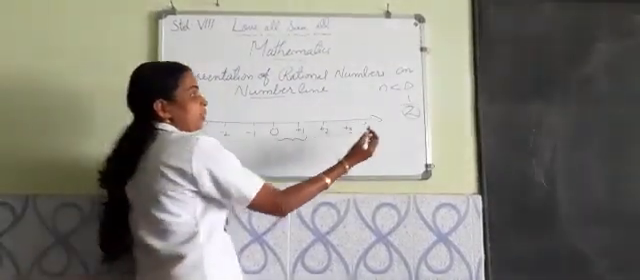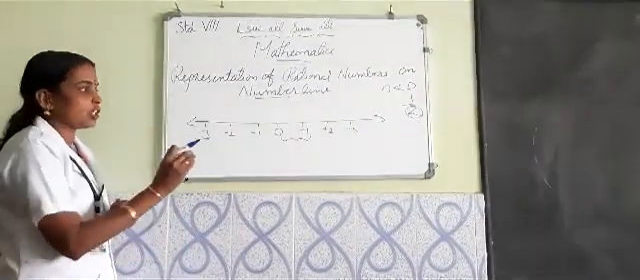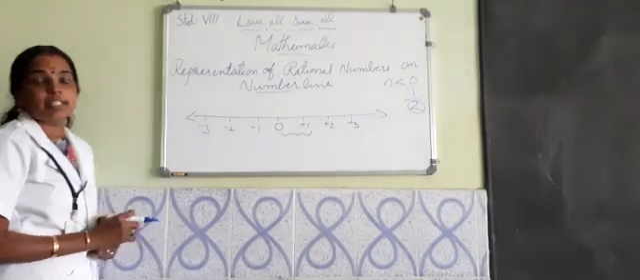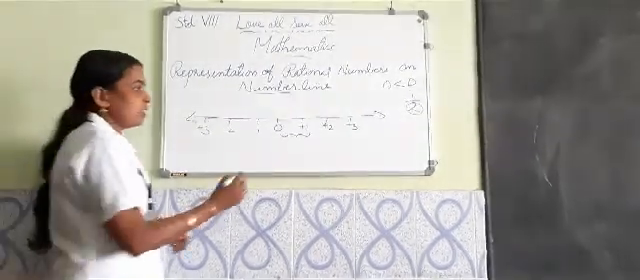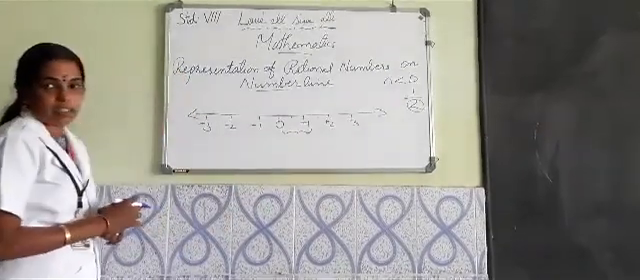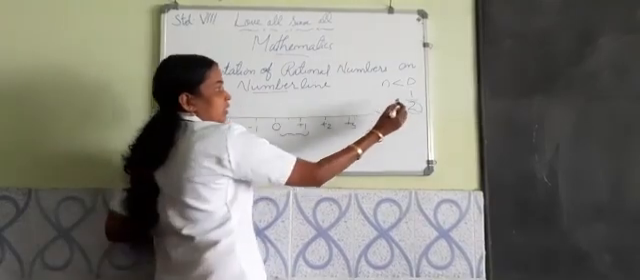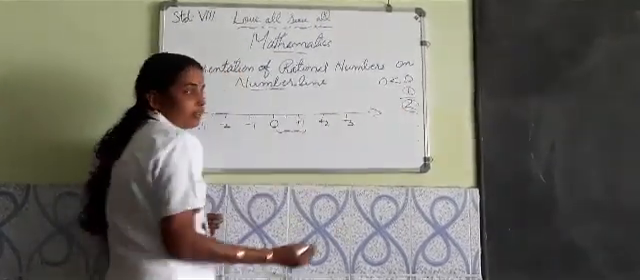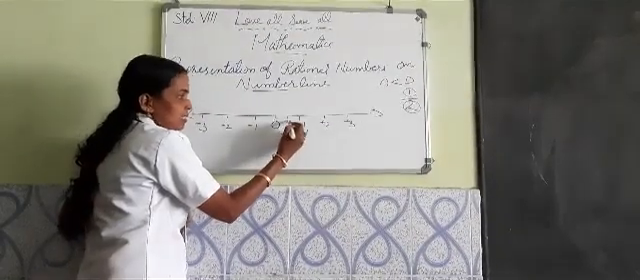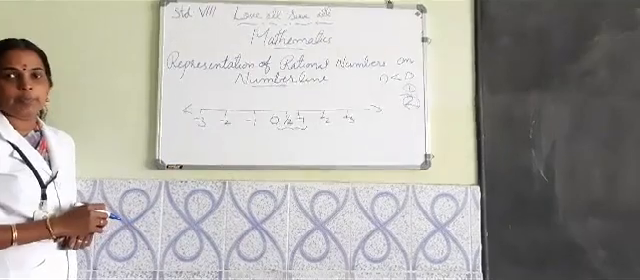So in 1 by 2, the denominator is 2. So that many equal parts you have to mark in between this 0 and 1. So 2 equal parts, so in the middle you have to mark a point. And from this 0, the first part, this point will be 1 by 2.